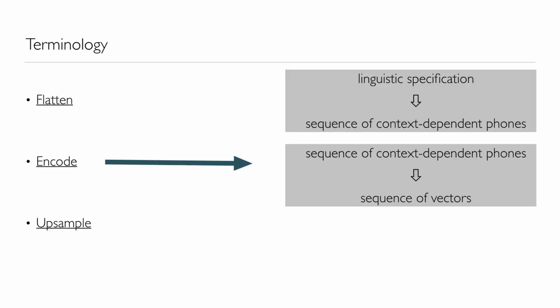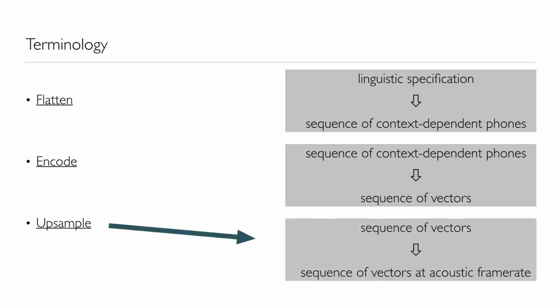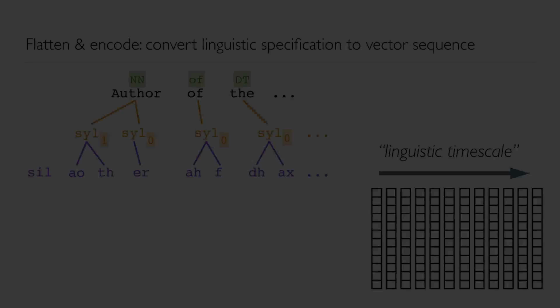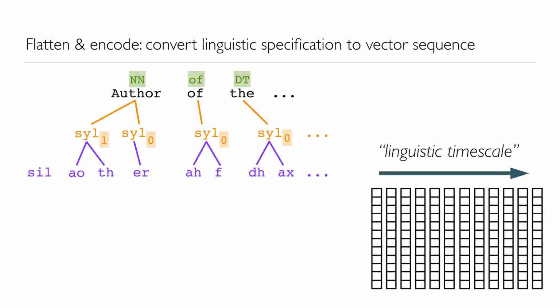And we want to expand that out to acoustic frame rate, 200 frames a second, because in our simplest system, our regression is going to be frame to frame, one at a time. So we'll call that upsampling, to go from linguistic timescale to acoustic timescale. So the whole thing looks like that, and Srikanth will fill in the gaps for you.